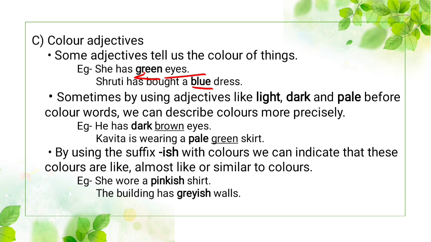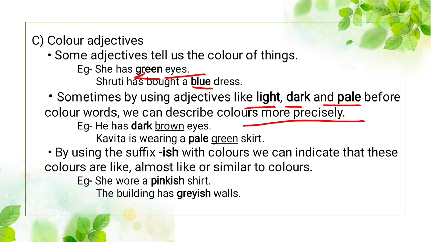Next point is, sometimes by using adjectives like light, dark and pale before color words, we can describe colors more precisely. Examples are like, he has dark brown eyes.